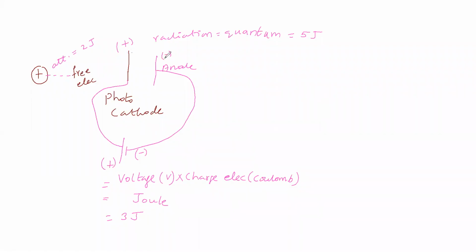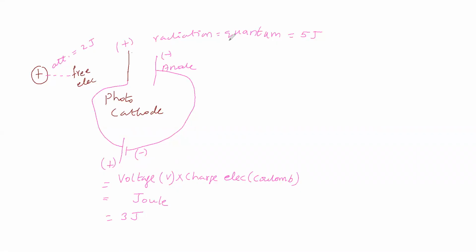This anode is having negative charge now. We made it negative charge. It will repel this free electron, isn't it? So now we are wantedly supplying this external energy through this battery. We are making this free electron not come from the photocathode, isn't it?